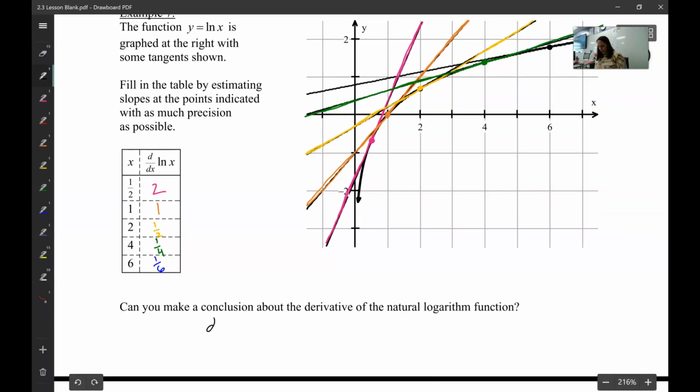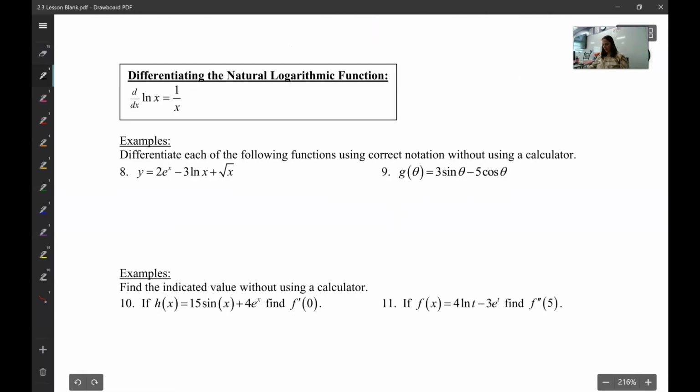So from this, the derivative of ln of x looks like it's going to be 1/x. So I take whatever the x value is, 1 divided by that x value is what my derivative is. And if you turn to the next page, there it is.